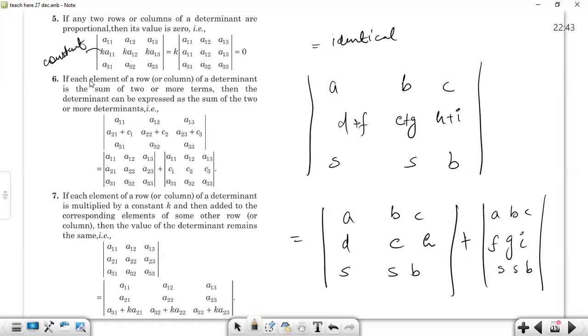So let's now reread it. If each element of a row or column of a determinant is the sum of two or more terms, then the determinant can be expressed as a sum of two or more determinants. Clear? If there was nothing getting added with D, then instead of writing F here, simply consider 0, 0 getting added with D. And note, is this point clear, everyone?